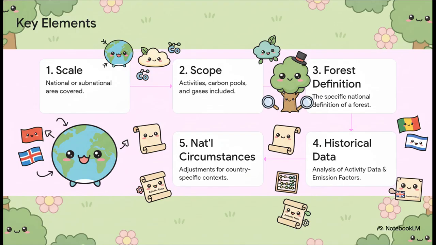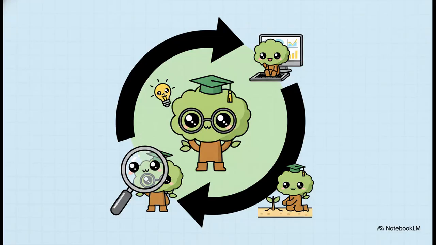But the real core of it is analyzing historical data. And that has two key parts. First is activity data, which is basically the rate of forest loss, like how many hectares disappeared each year. And second is the emission factors, which is the impact of that loss. How much carbon gets released when 1 hectare of that specific type of forest gets cut down. And you gotta understand, this isn't a one-and-done kind of deal. The whole framework is really built on this idea of learning by doing.